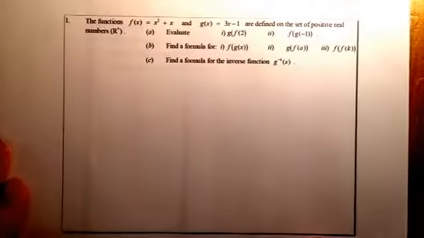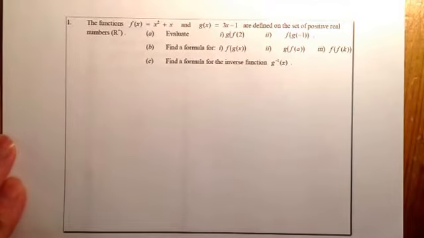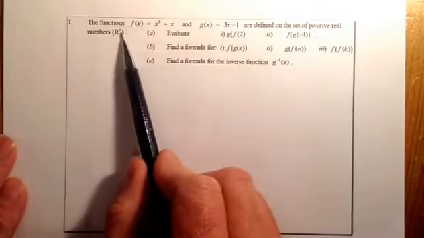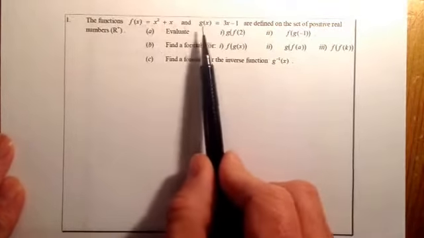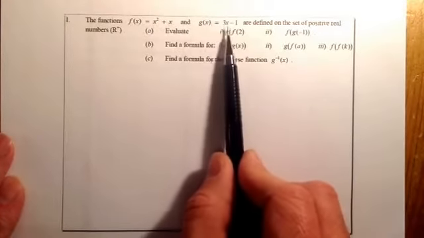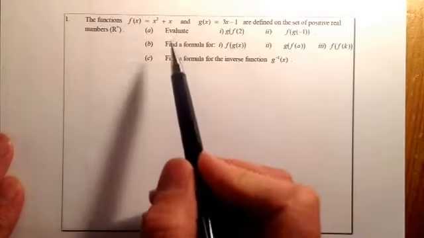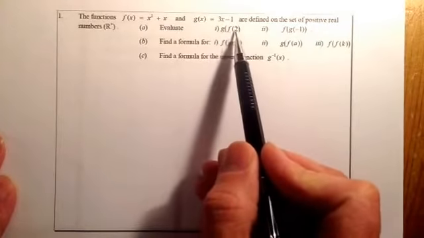As usual, you can freeze the video, try the questions and then follow the solution. Right, let's go through it reasonably quickly because you can freeze it at any time. So I've got 2 functions here, f of x and g of x: x squared plus x for f of x and 3x minus 1 for g of x. What I have to do is evaluate g of f of 2.